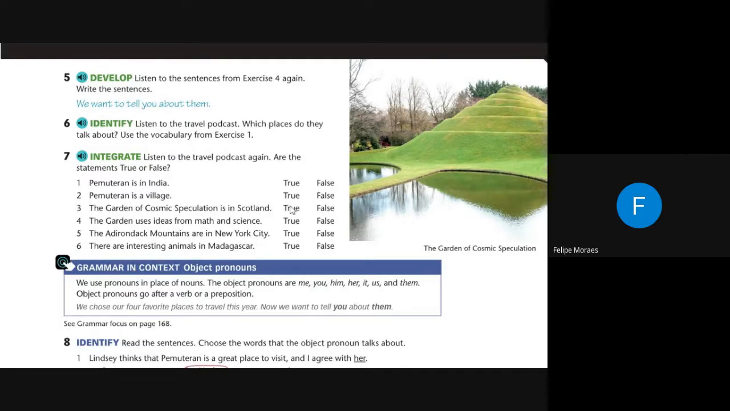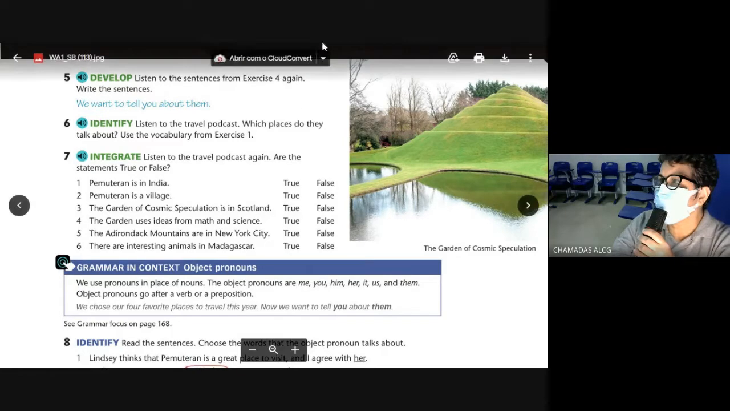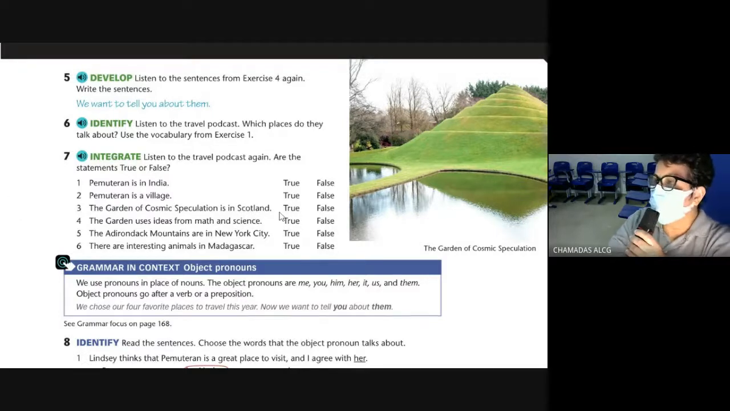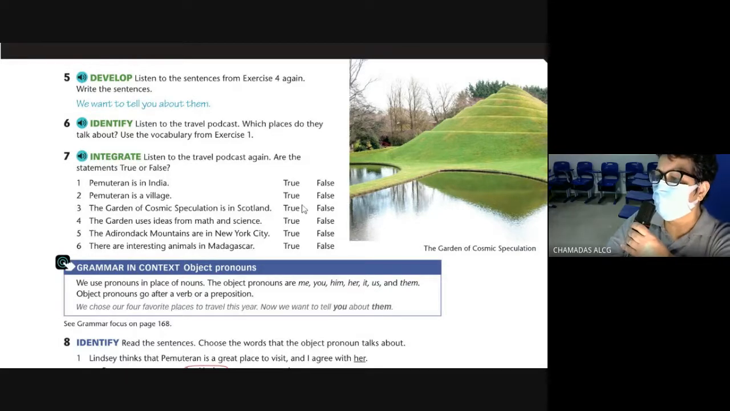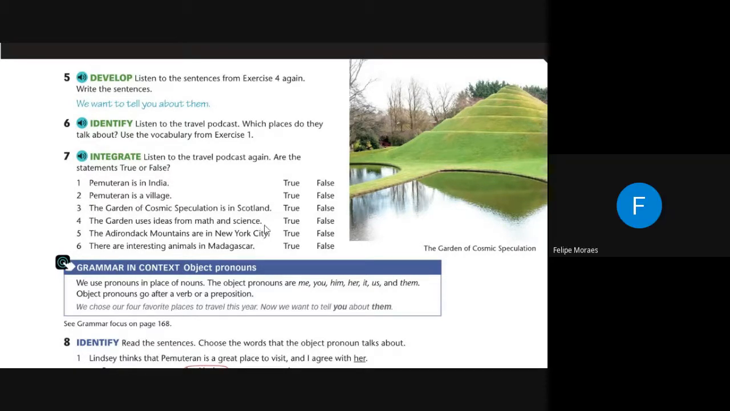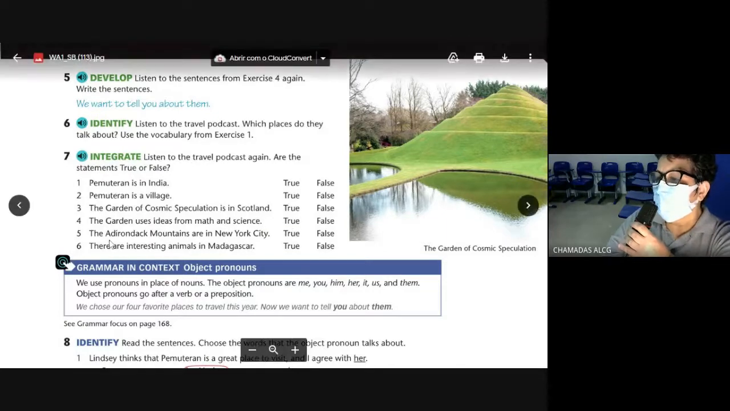I think it is true. Yes, it's true. Very good, Duda. Very good. Way to go. The Garden of Cosmic Speculation is in Scotland. True. Yes, true. The garden uses ideas from math and science. True. Yes, true. The Adirondack Mountains are in the Adirondack. This is kind of hard to say. The Adirondack Mountains are in New York City.